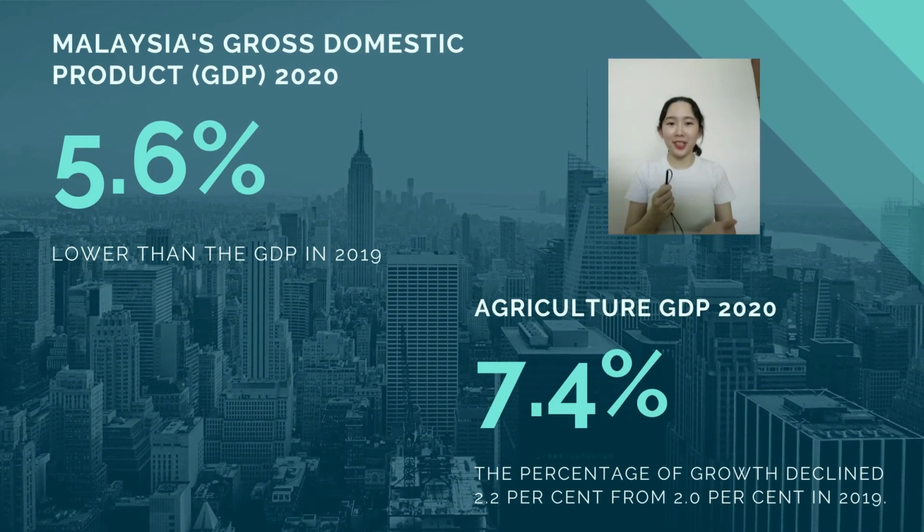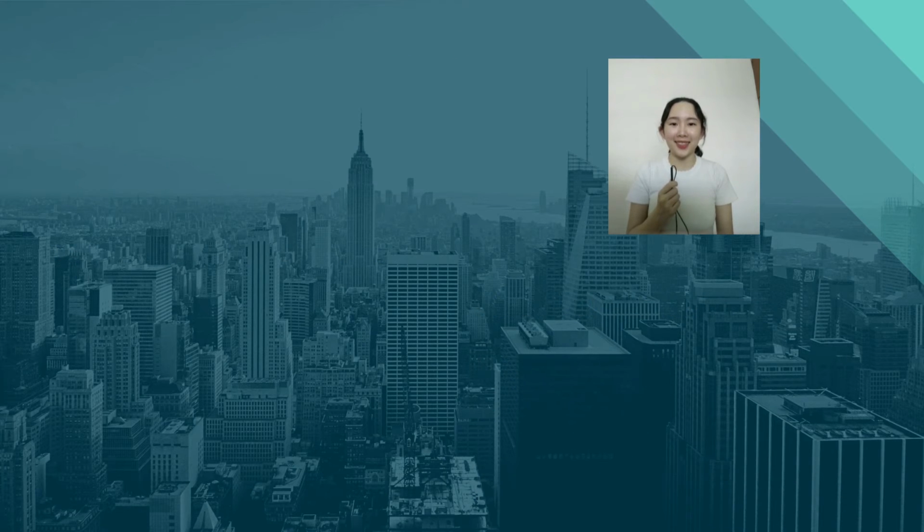Now, let's look into the gross domestic product in 2019 and 2020. Due to the increase of the unemployment rate, where there is a lack of workforce, Malaysia's GDP decreased by 5.6% compared to the GDP in 2019. The agriculture industry provided 7.4% of Malaysia's GDP in 2020. However, the percentage of growth declined to 2.2% from 2% in 2019.